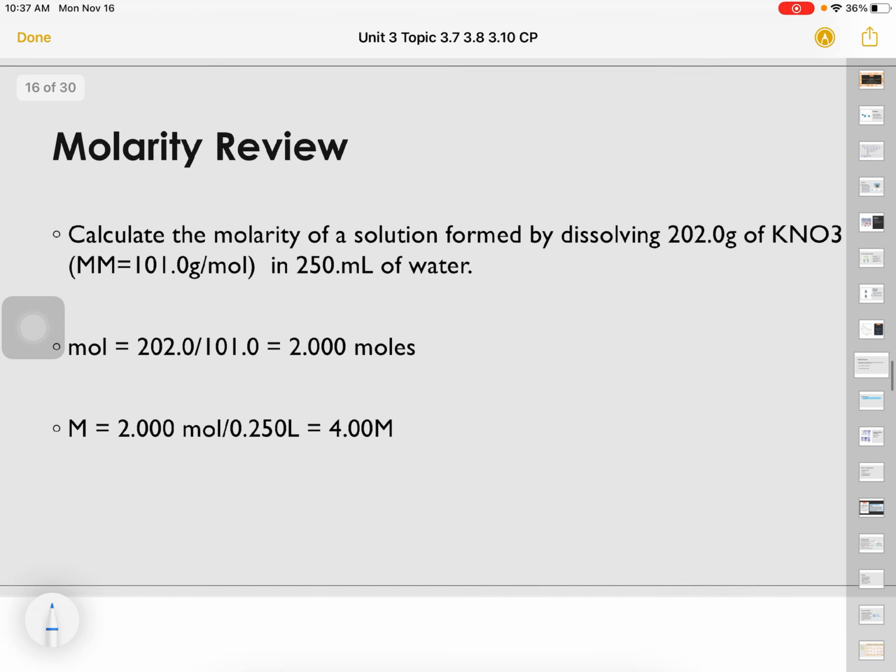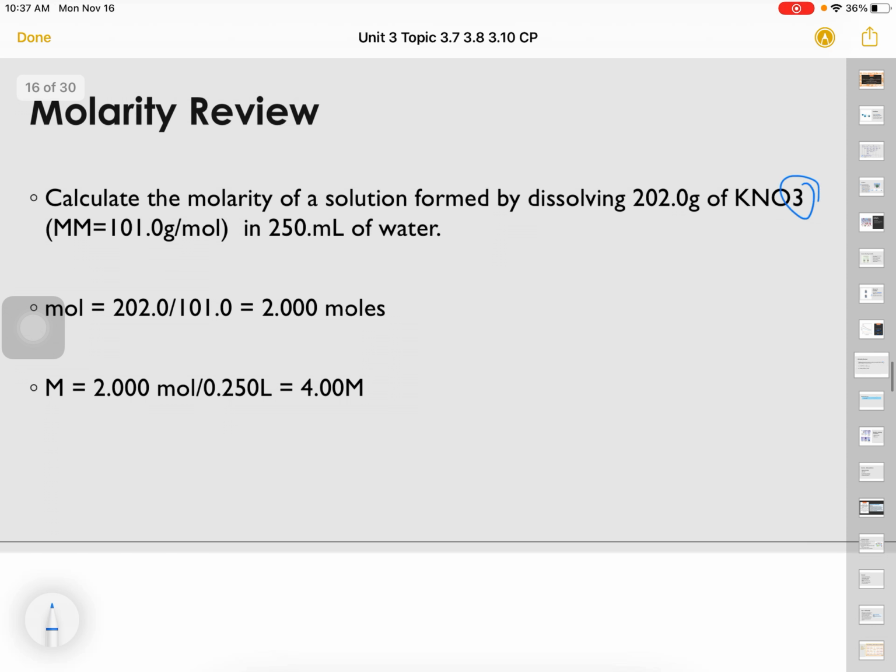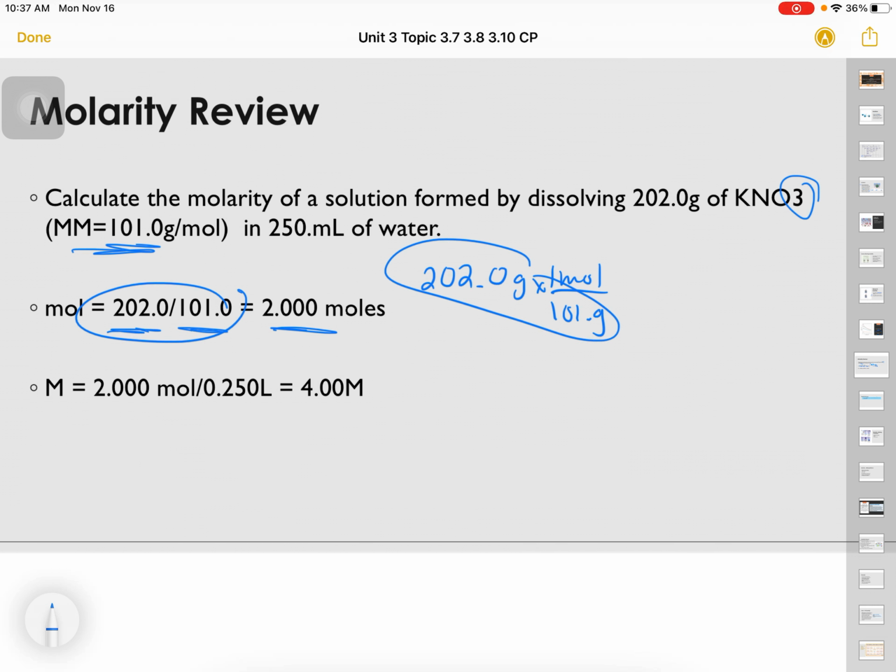So here is an example question. Oh, that should be a subscript, sorry. Calculate the molarity of a solution formed by dissolving 202 grams of potassium nitrate. This is the molar mass, in 250 milliliters of water. So since we have the given mass and the gram formula mass, we can convert that to moles. We also could have done this via factor labeling, which is the same calculation, right? You're dividing and you get 2 moles.